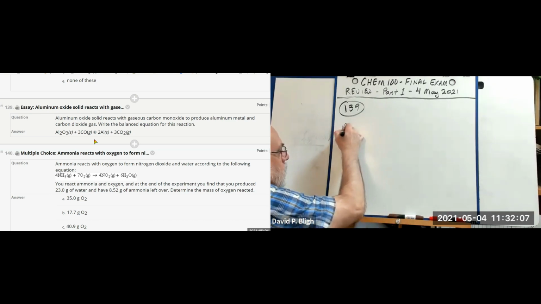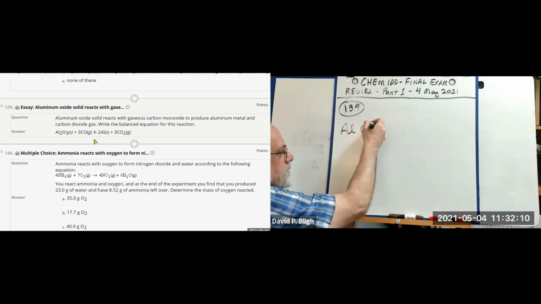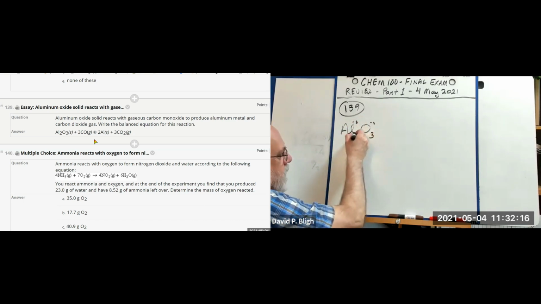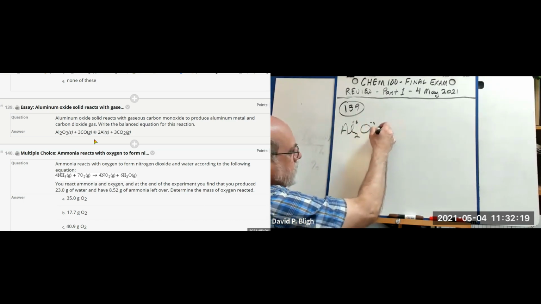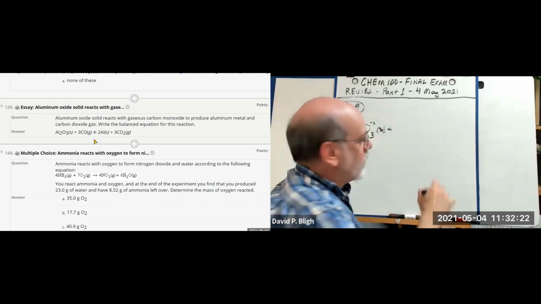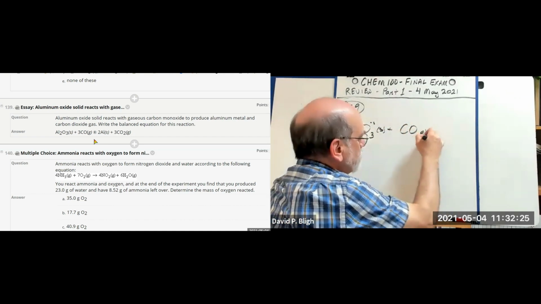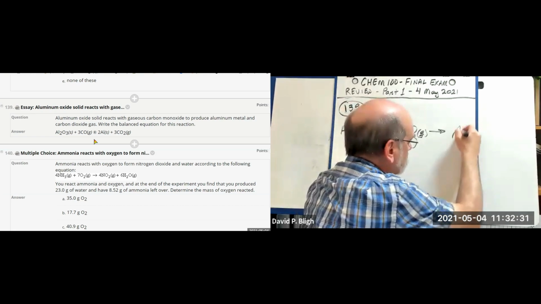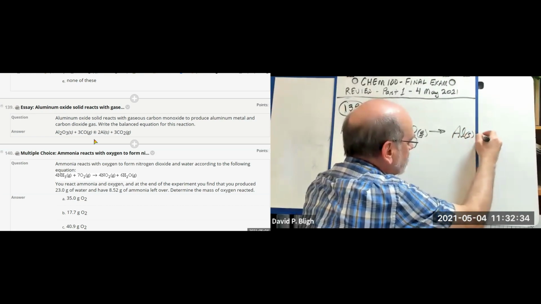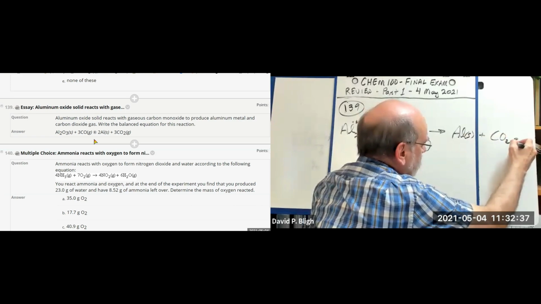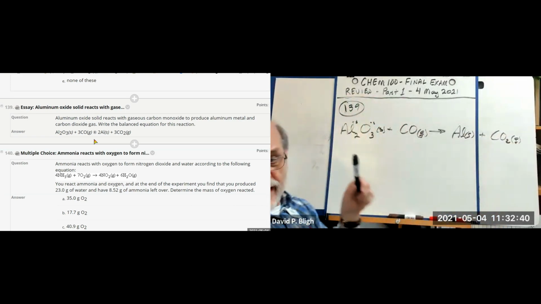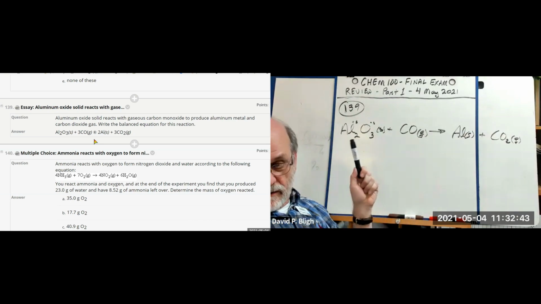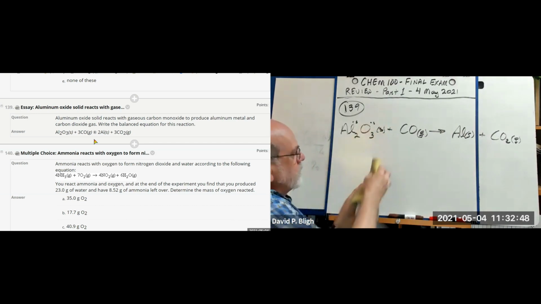So aluminum oxide. This is -2 plus 3, so we need 3 of these and 2 of those. That's a solid. Plus gaseous carbon monoxide yields what? Well, it tells you. Aluminum metal plus carbon dioxide. So the first step is write your compounds correctly. If you can't do that, then you might as well just give it up.